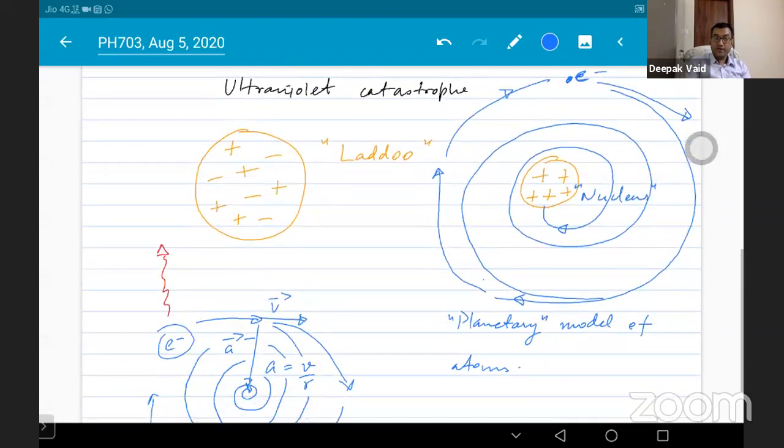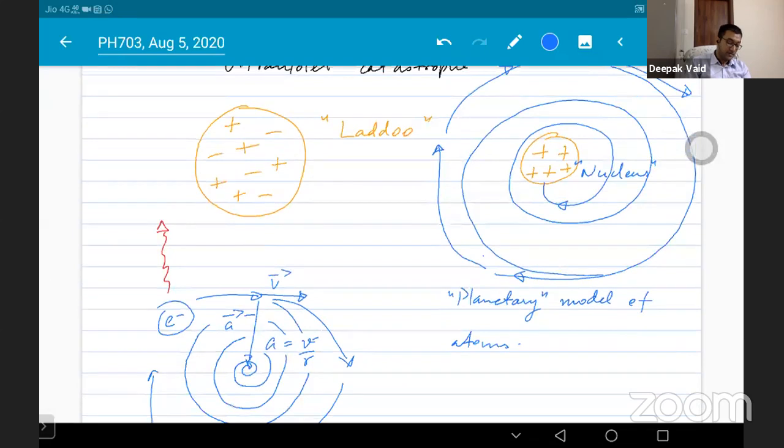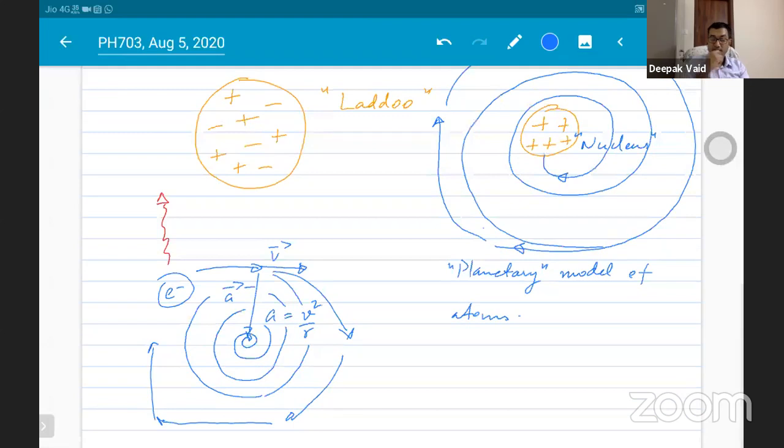So if you take this planetary model seriously, then Maxwell's equations are telling you that atoms should not be stable. In fact, all atoms should almost instantaneously, electrons should fall into the nucleus and a lot of light should be emitted, and you will be left with, well, we won't be here to see any of it because we will all be gone.